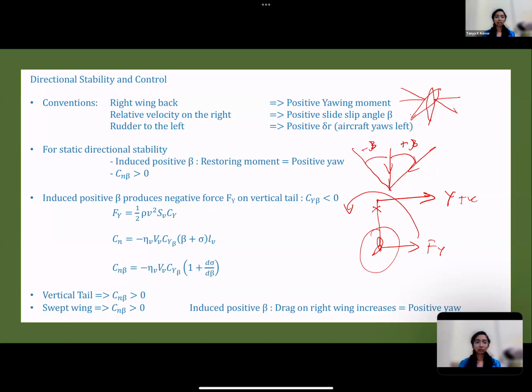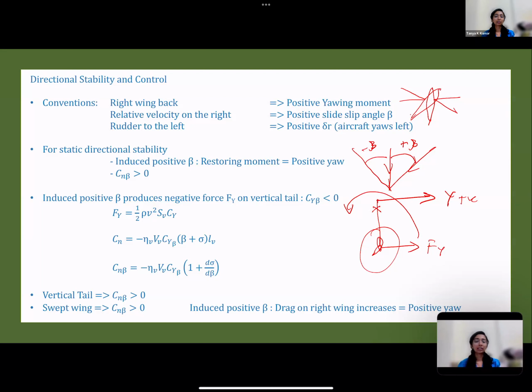So the conventions are: right wing back is considered positive yaw. Relative velocity vector to the right is considered positive beta. Rudder deflection left is considered positive, and the aircraft yaws left. These are your conventions.